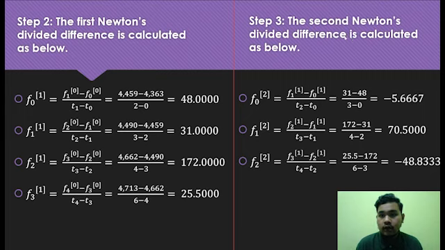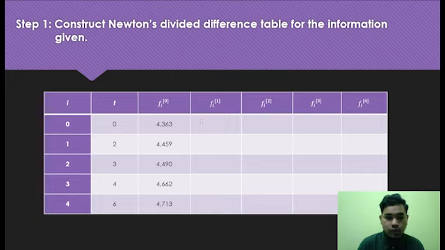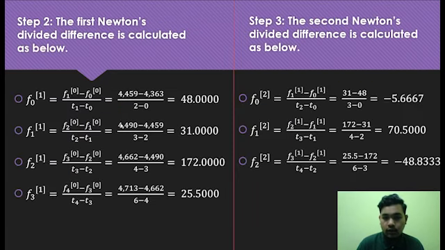For the second Newton divided difference, for F02, use the formula F11 minus F01, divided by T2 minus T0. So we get the column for T is 1, and T2 minus T0. We get the answer negative 5.6667. And F12 equals 70.5 and F22 equals negative 48.83333.